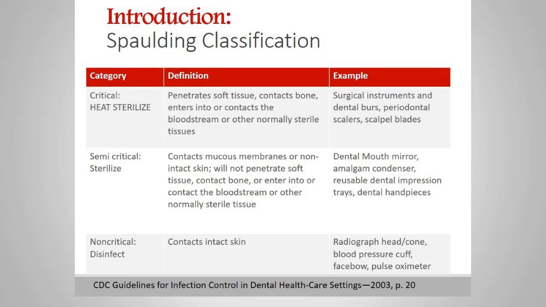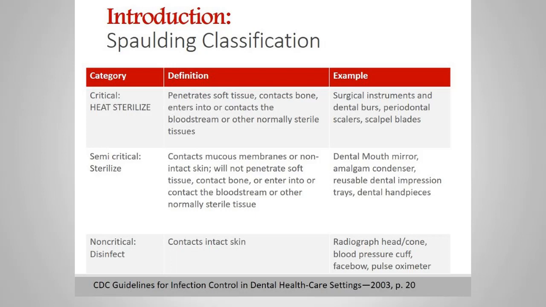But before we go on, I want to talk about Spaulding's classification. The original Spaulding's classification was written way back in 1957 as a system for sterilization and disinfection of surfaces, particularly reusable medical or surgical devices. This has since been adapted for dentistry, and this chart is in the CDC guidelines 2003.